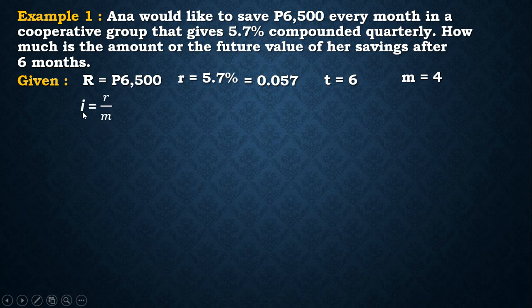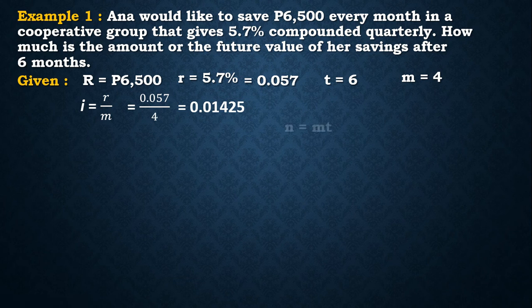First, we have to get I, or the interest rate, that is equal to R divided by M. And then we have to substitute this R and M. So, R is equal to 0.057, M is equal to 4. Ito po siya. After substituting those numbers, we have to divide 0.057 divided by 4, and that is equal to 0.01425.